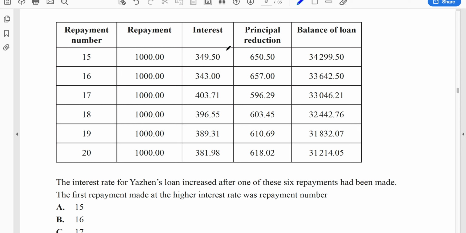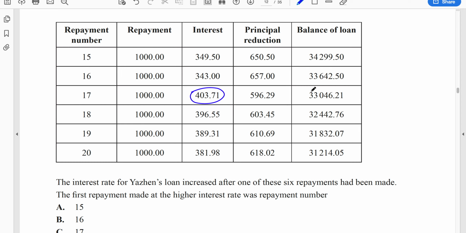So all I do with this one, and you can answer it very quickly, is have a look at what's happening with the interest. It's at 349, then 343, so it's coming down. That's expected. The interest should be coming down because the balance is coming down. But then if you have a look right here, there's a change. So from 343 to 403, the interest has gone up. Now this should not happen if you are paying off that loan, if that balance is coming off of that loan.